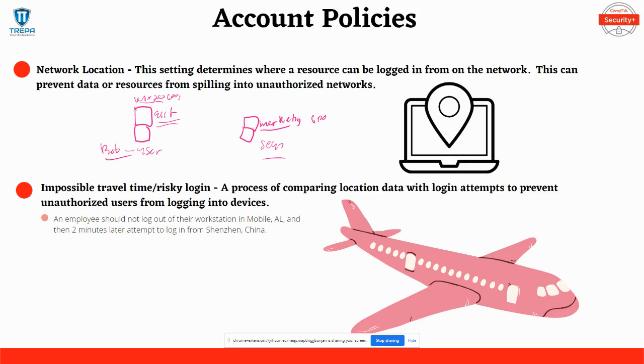Impossible travel times will compare log data of where a user logged in and at what time. So if a system says user 1 logged in at 9:04 a.m. in London and then logged into a system at 9:07 a.m. in New York, this is a sign that user 1's account may have been compromised because the user cannot have been logged in at the same time in two geographically separate locations. So this is just a term to describe or to help you notice when an account has been compromised by looking at the login history.